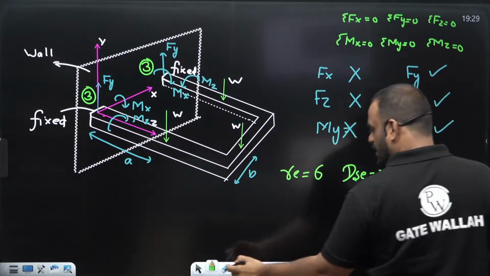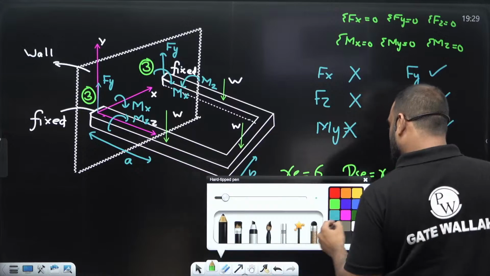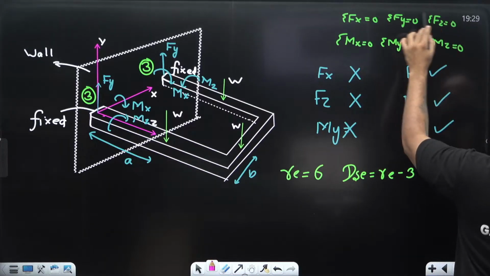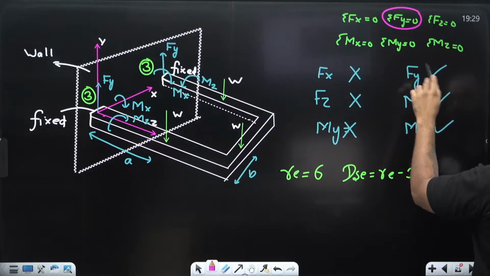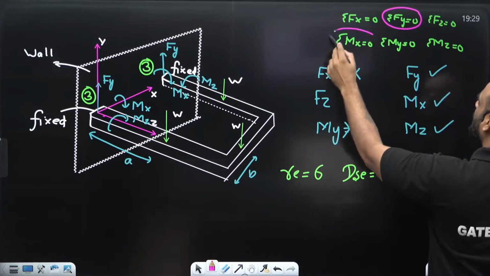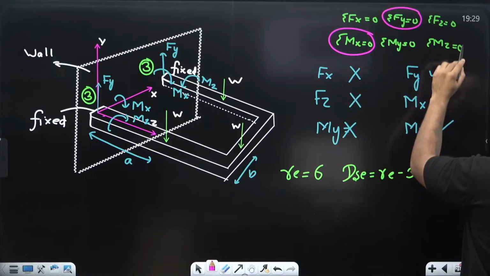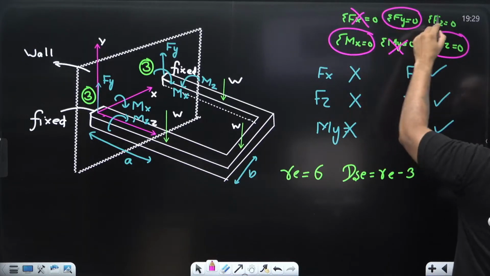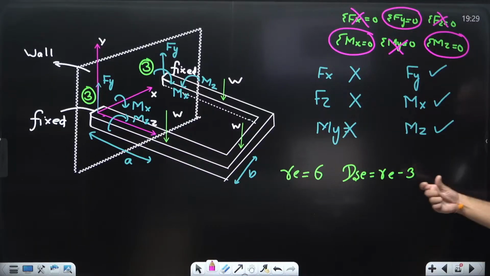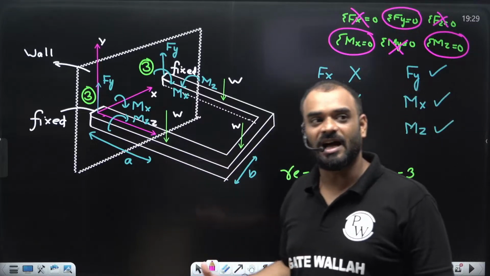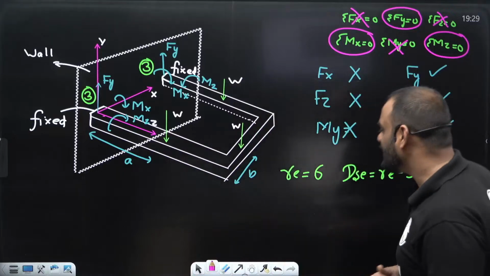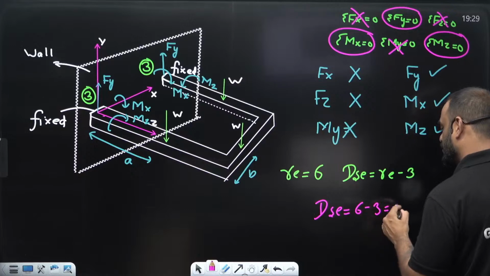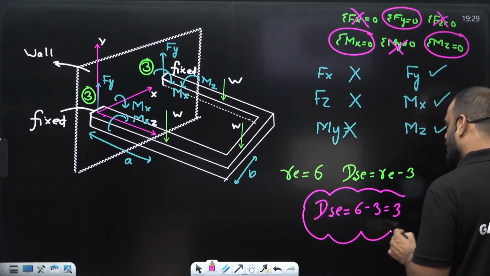But tell me, guys, out of these 6 equations, only 3 equations are available with us. Summation Fy = 0 is available because this reaction is present. Summation Mx = 0 is available because this reaction is present. Summation Mz = 0 is available because this reaction is present. These equations are not available with us. So our formula is not Re minus 6, it is Re minus 3. If it is Re minus 3, our answer will be DSI equal to 6 minus 3, that is equal to 3. Now I hope you are able to understand.